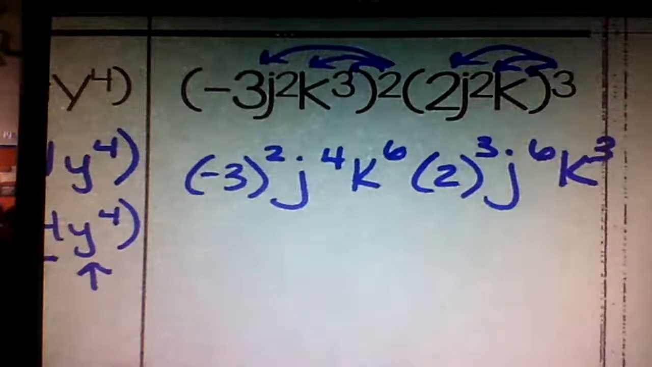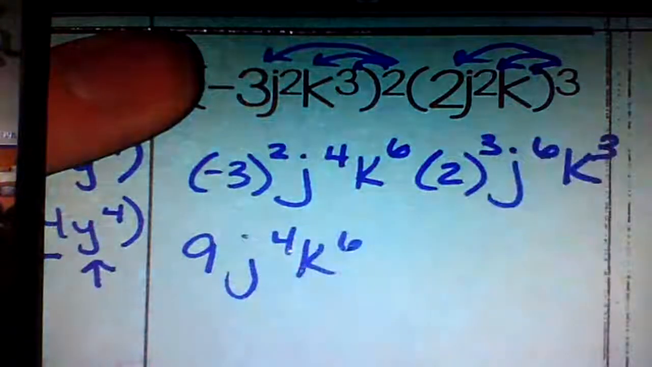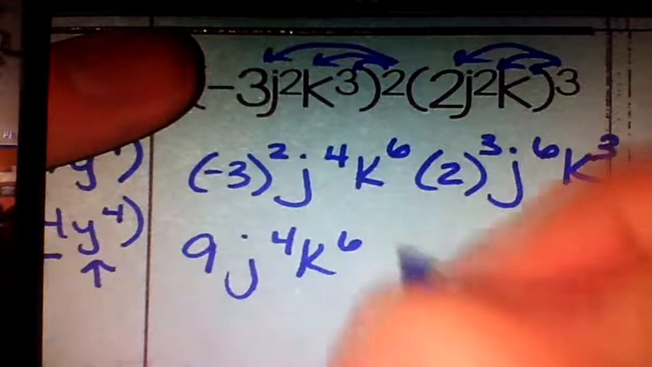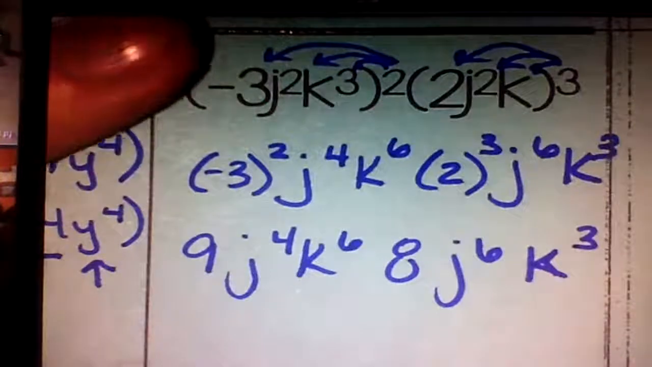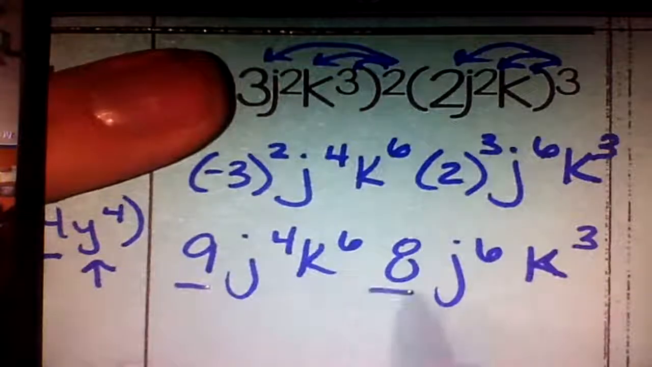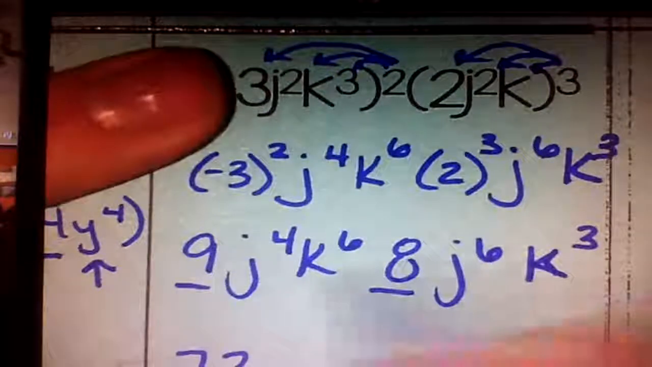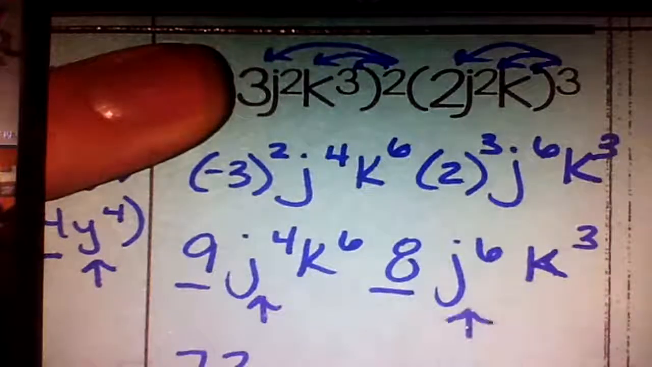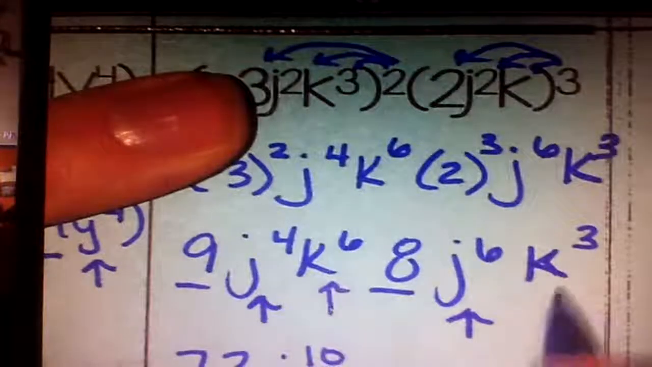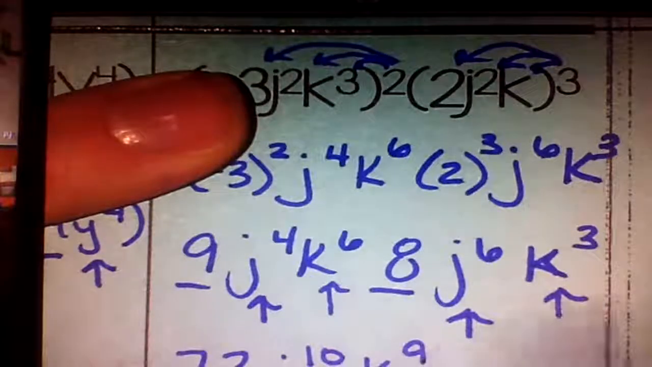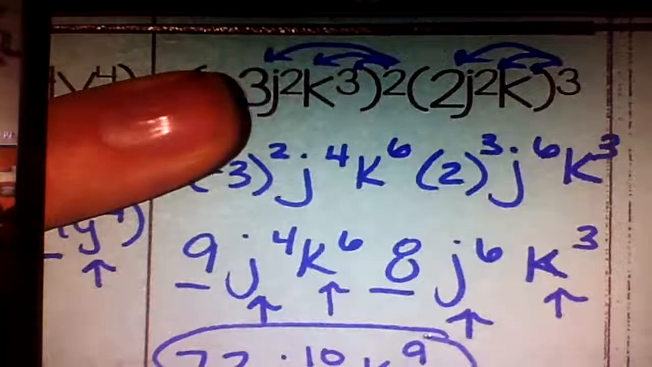Okay. Let's get rid of our exponents. What's -3 squared? +9. 9, j to the 4th, k to the 6th. What's 2 to the 3rd? 8. J to the 6th, k to the 3rd. So what's 9 times 8? 72. Ooh, look at these multiplication tables in your heads. I love it. J to the 4th, j to the 6th, j to the 10th. K to the 6th, k to the 3rd, k to the 9th.